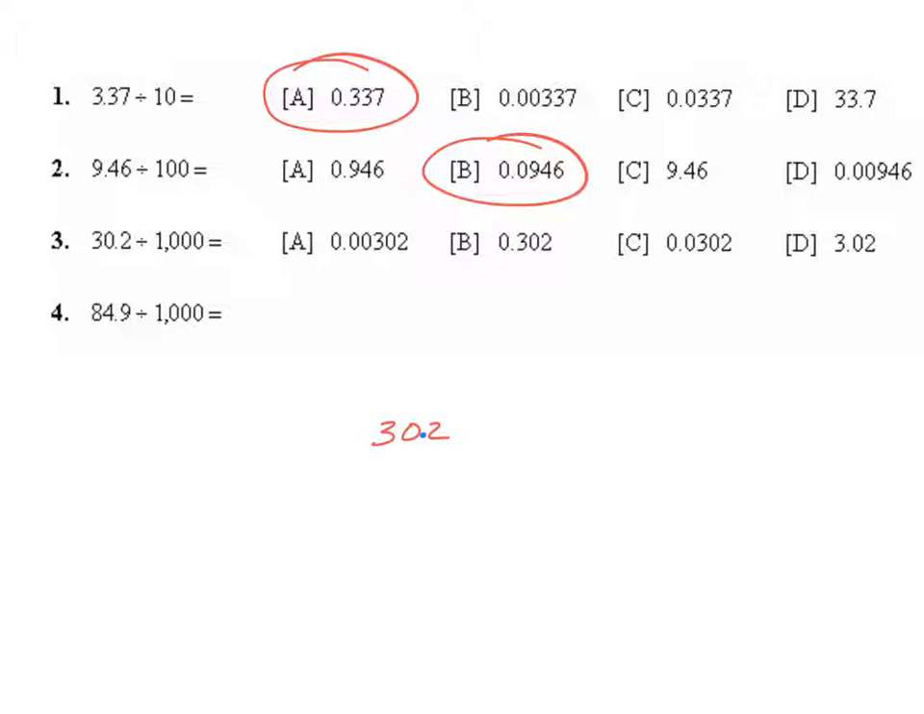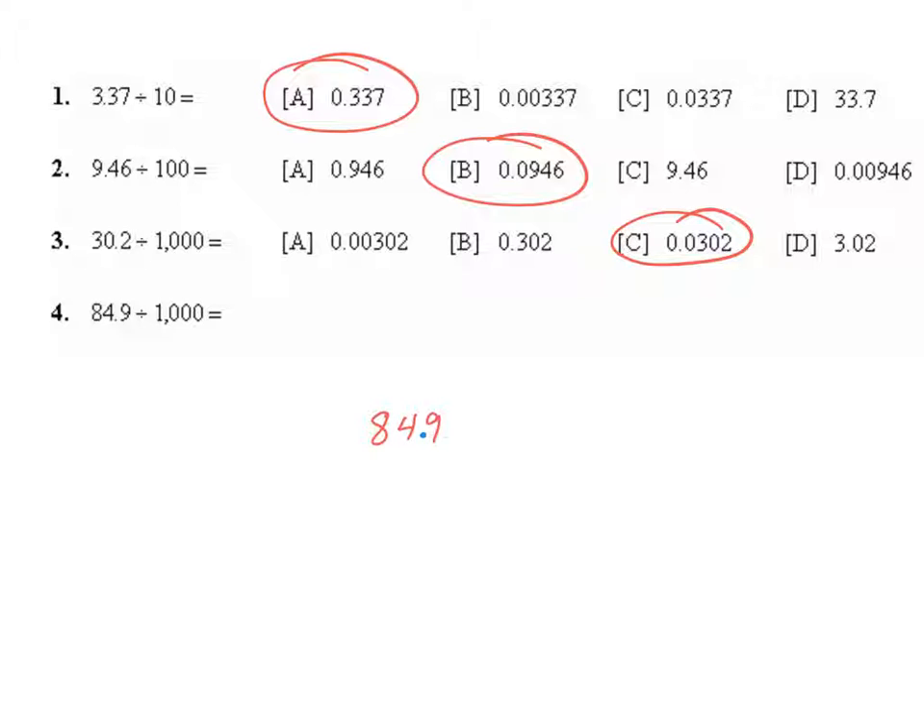Question 3 is 30.2 divided by 1,000. Because I'm dividing by 1,000, that's 3 powers of 10. So I'm going to shift 3 places to the right when I divide. 1, 2, 1 more, and then I'm going to have to fill in that place value holder with a 0. So I have 302 10,000ths, C.